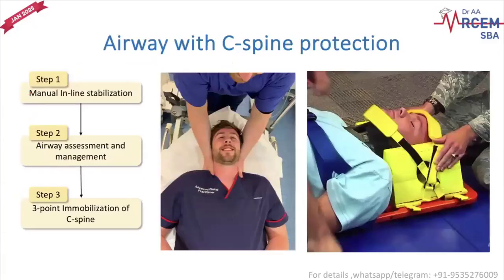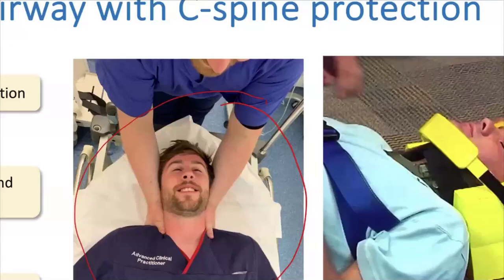First thing we'll be talking about is the airway. Airway with C-spine protection, what they call it. But there are steps you need to follow. Once you receive a trauma patient in the emergency department, the first step is to do an inline manual stabilization. What is inline manual stabilization? This is what the nurse here is doing and demonstrating. This is known as inline manual stabilization, what you're seeing here. This is step one, what you will be doing.